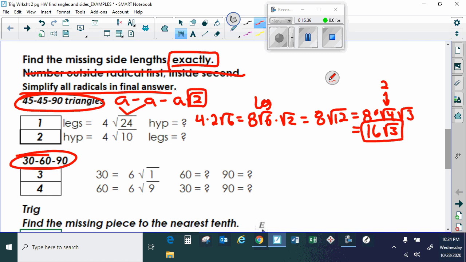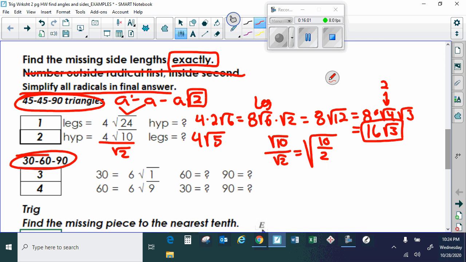Okay, and then we're going to go backwards. We're starting with the hypotenuse, going back to legs, so we divide by root 2. Well, I can divide my radicals right there. 10 divided by 2 goes right away, and that gives me 4 root 5. 10 divided by 2 is 5. You should know from Algebra 1, root 10 divided by root 2 is the same thing as writing one big radical with 10 divided by 2 inside of it.